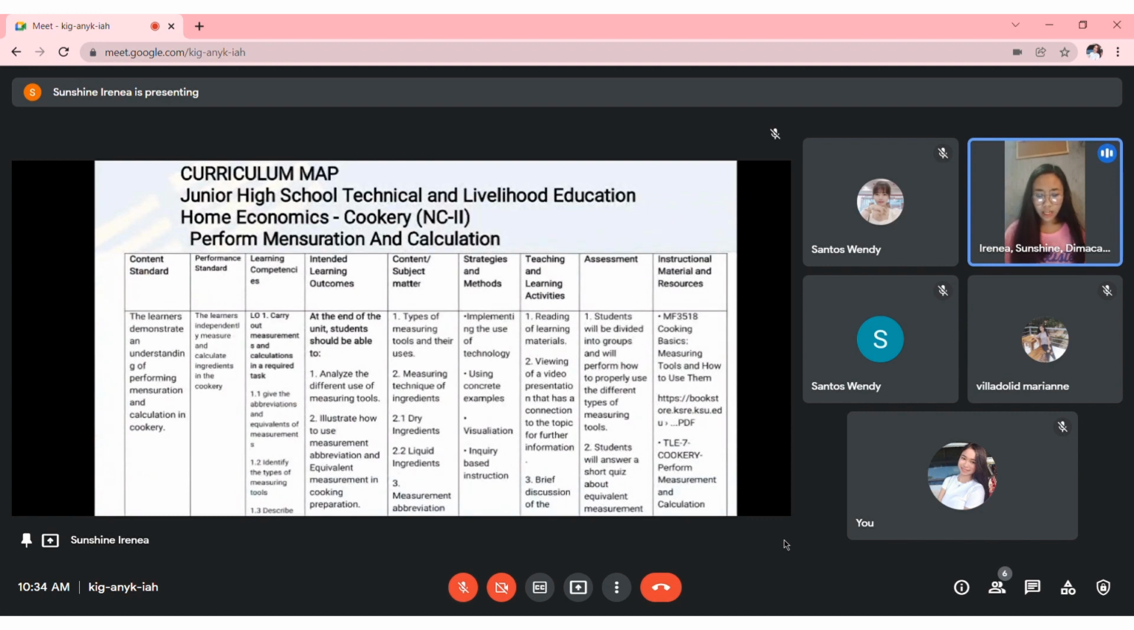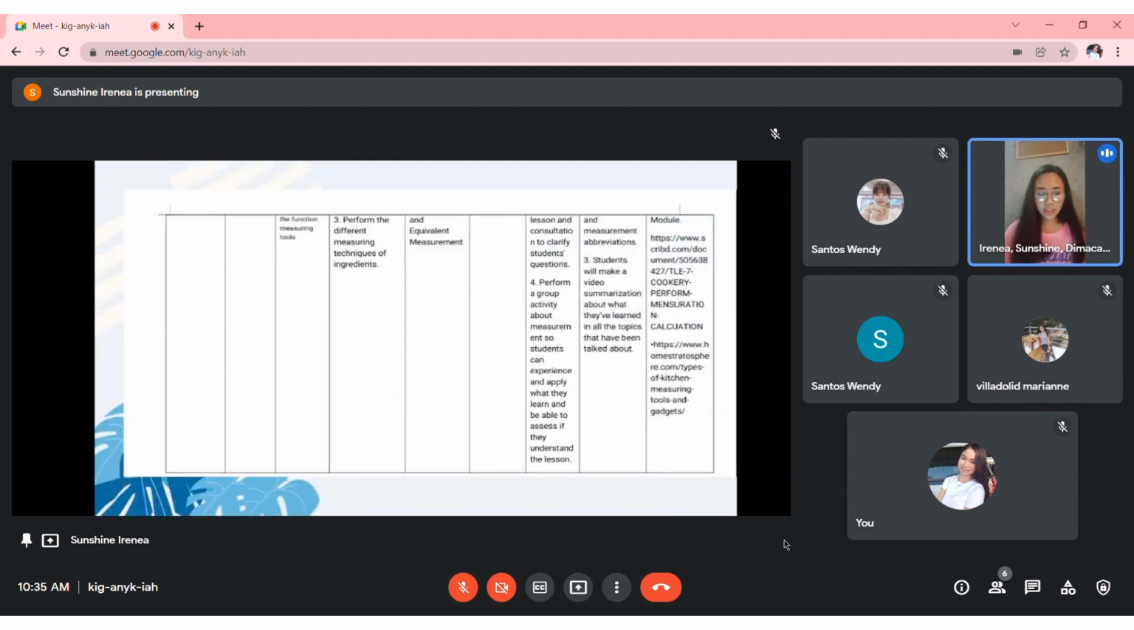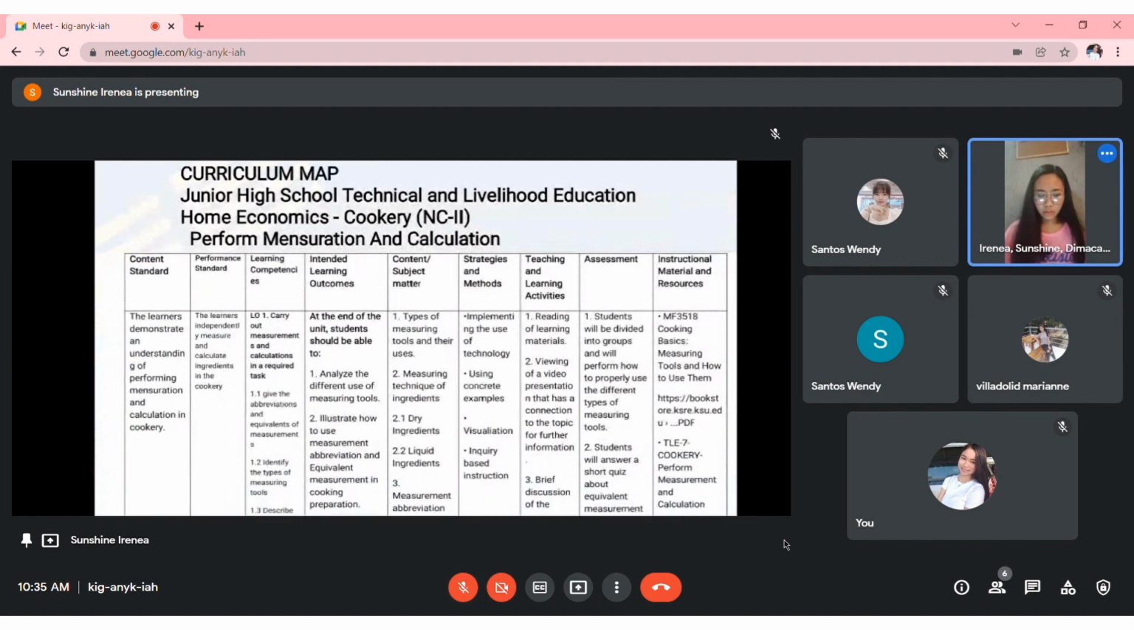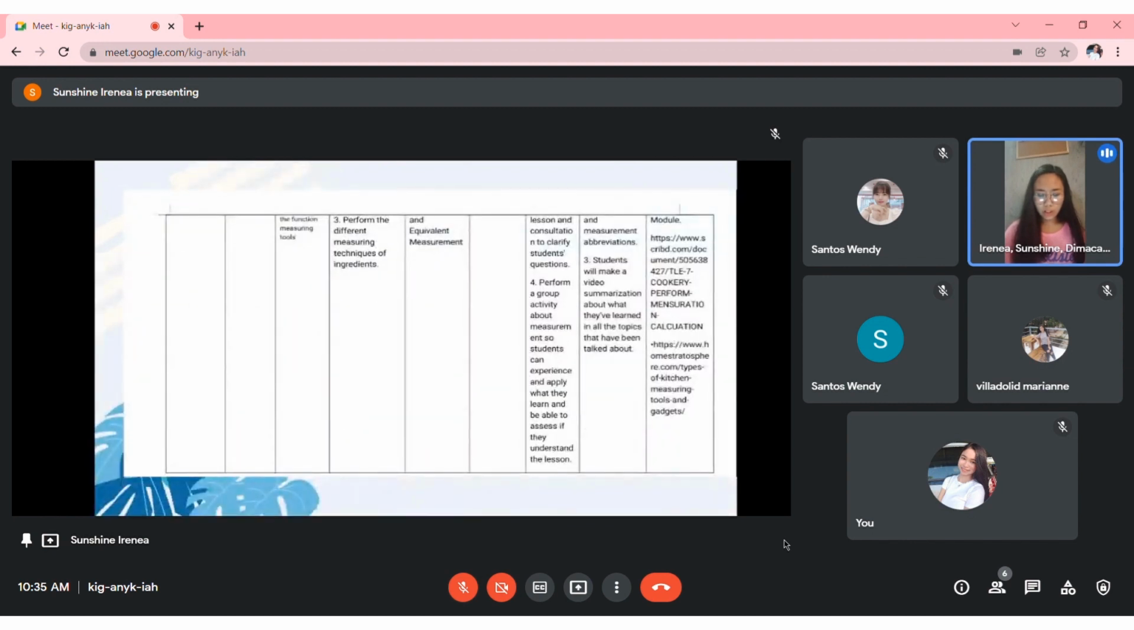For intended learning outcomes, at the end of the unit, students should be able to first analyze the different use of measuring tools. Second is to illustrate how to use measurement abbreviation and equivalent measurement in cooking preparation. And lastly, the student should be able to perform the different measuring techniques of ingredients. For the content, we have the types of measuring tools and their uses, measuring techniques of ingredients that include dry ingredients and liquid ingredients, and also the measurement, abbreviation, and equivalent measurement.